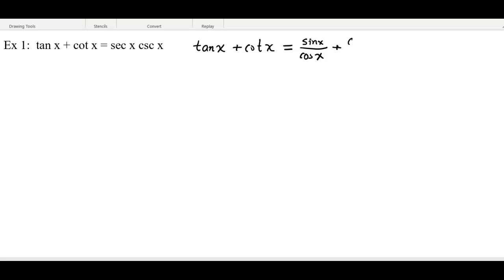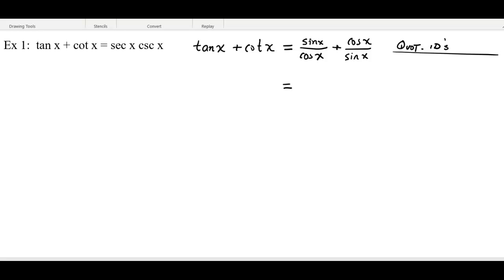Cotangent is cosine of x over sine of x. Don't forget to write your reason. So how do I know that this expression is equivalent to the original? That is, I used both quotient identities. And there are actually two of them. All right, and we've seen this before.